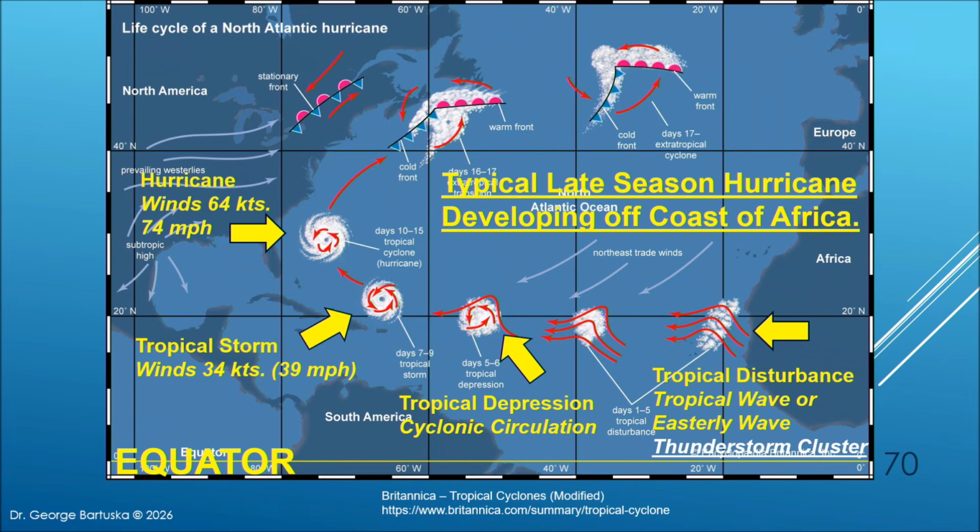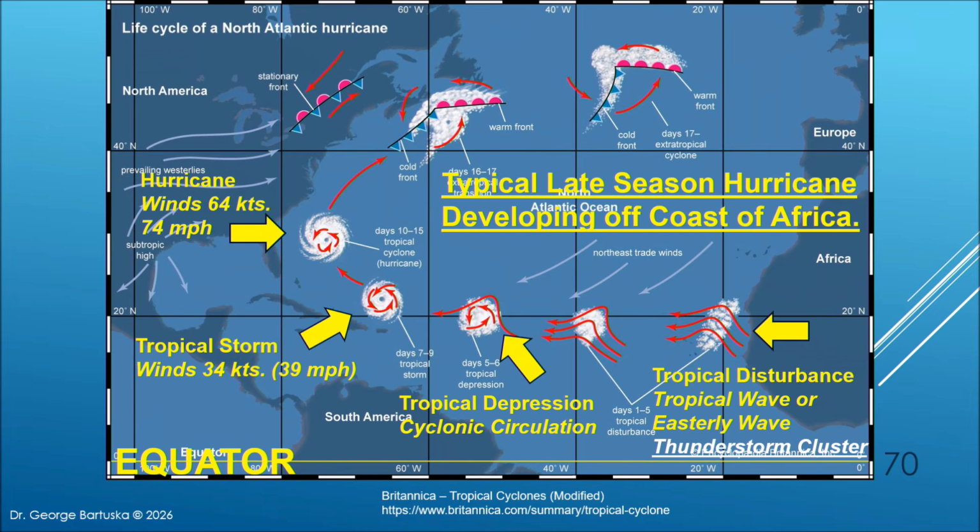As it continues to move, it can turn into a tropical depression if the conditions are favorable. And eventually we get rotation from the Coriolis effect and we'll have a tropical storm if the winds are 34 knots to 39 miles an hour. Once it reaches hurricane winds of 64 knots or 74 miles an hour, we call it a hurricane.